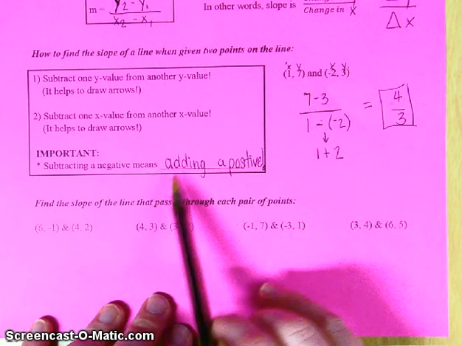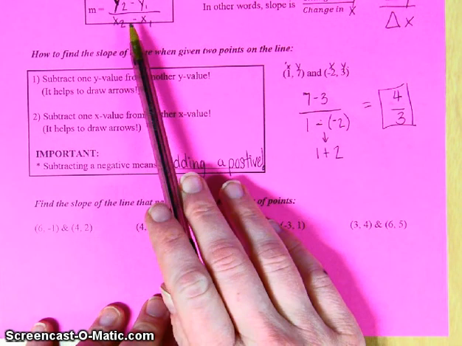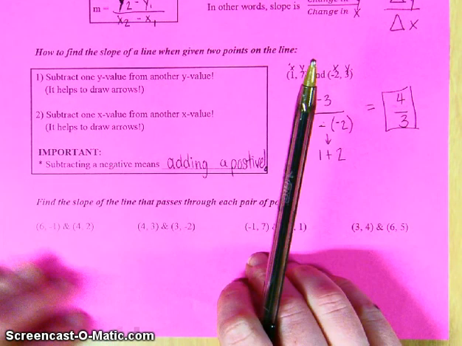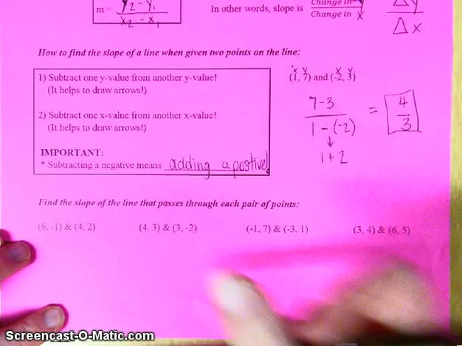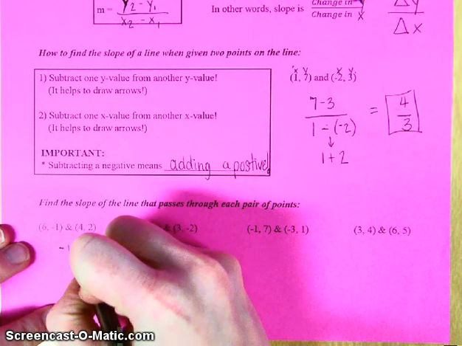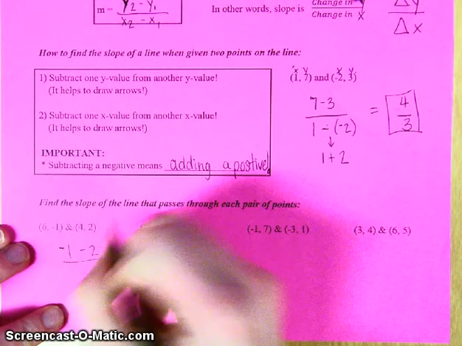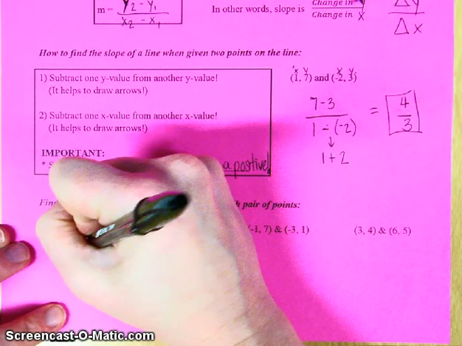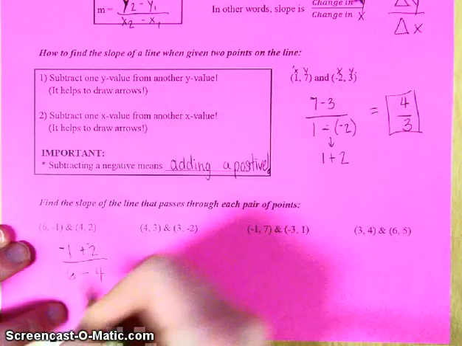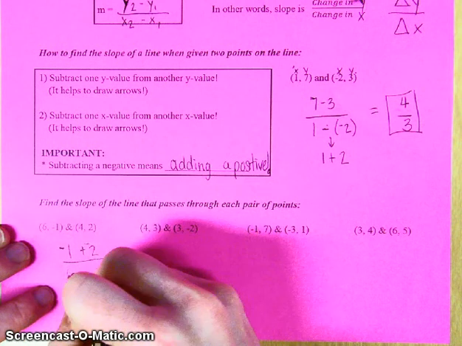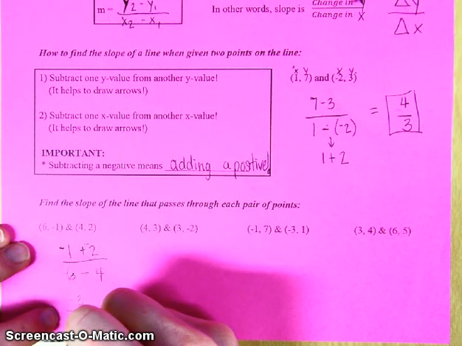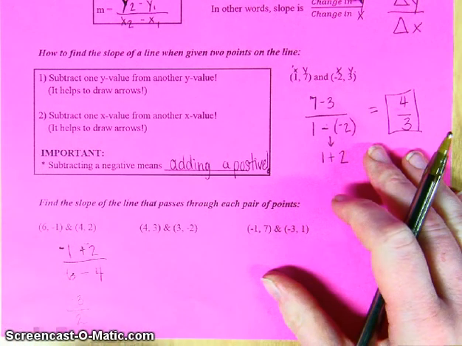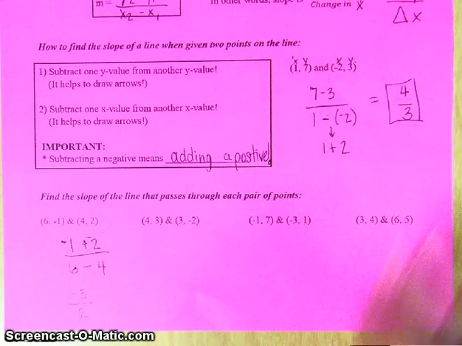So using this formula, subtracting the y's over subtracting the x's: negative 1 minus 2 over 6 minus 4. Kiss your frog. We're going to have negative 3. 6 minus 4 is 2. So that's our answer for that. Our slope is negative 3 over 2.